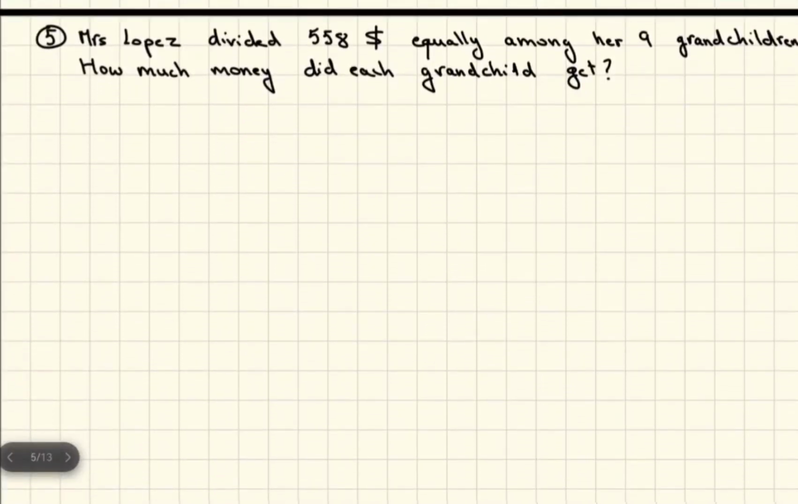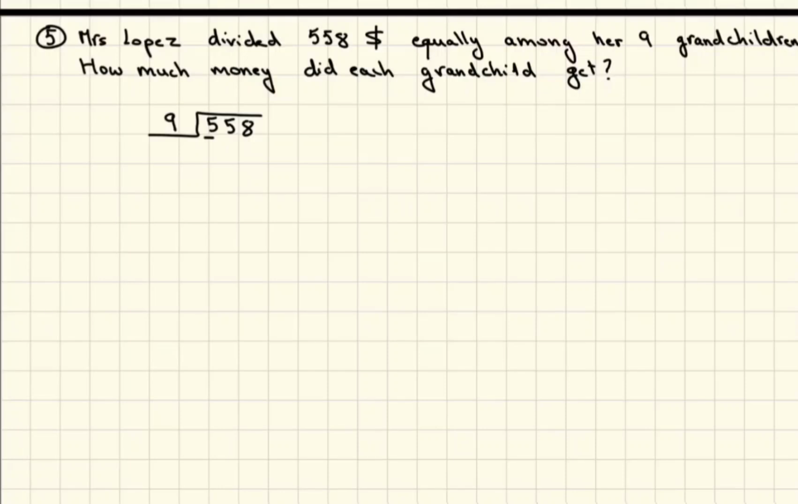Now Miss Lopez divided $558 equally among her 9 grandchildren. How much money did each grandchild get? So basically they're telling you what to do. We're dividing equally the $558 by 9. So this is how we get how much each will get.